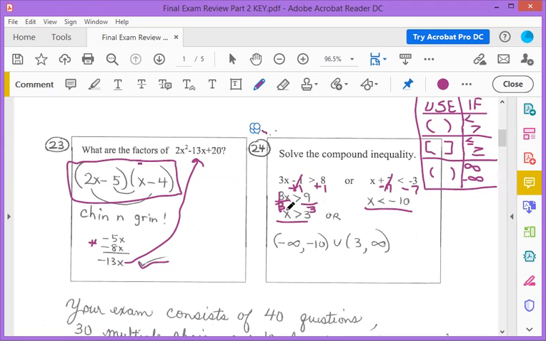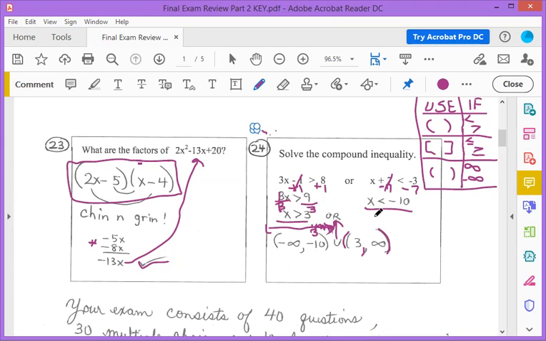We write terms that are greater than 3 using 3 as our limit, and because our inequality symbol is greater than, we're going to use parentheses at 3. So numbers that are greater than 3. So if we look at this on the number line, numbers that are greater than 3 are going to be out here to the right. That's the direction of positive infinity. So we have positive infinity with parentheses and 3 with parentheses. Or, this U is our symbol for or.